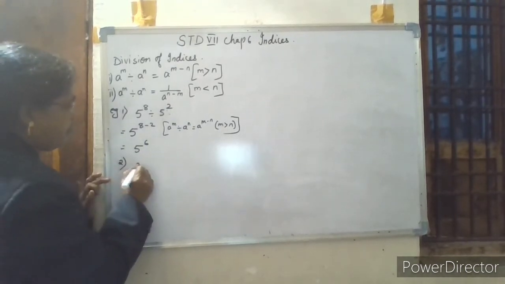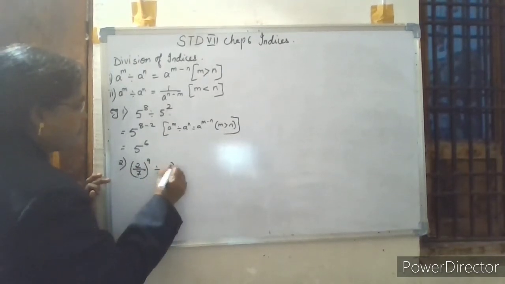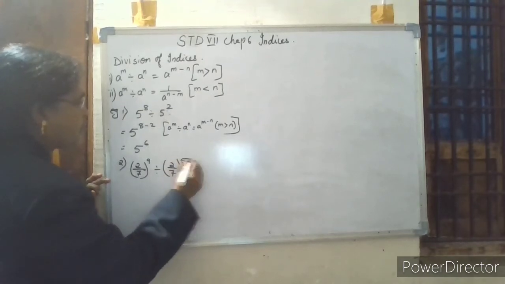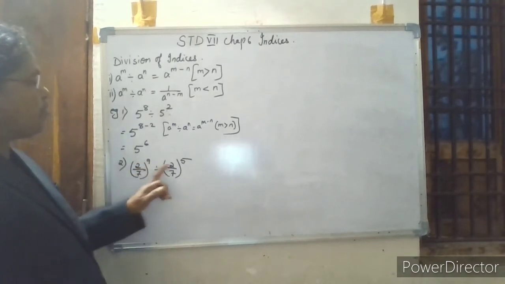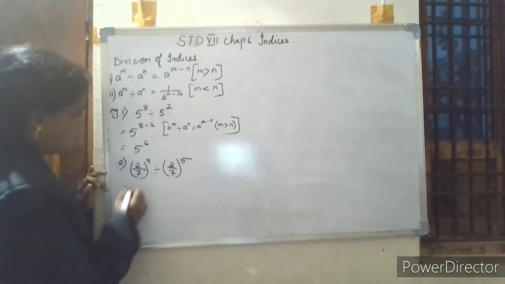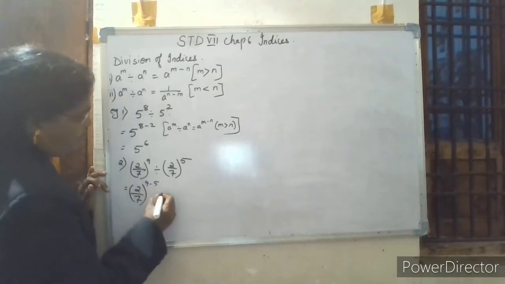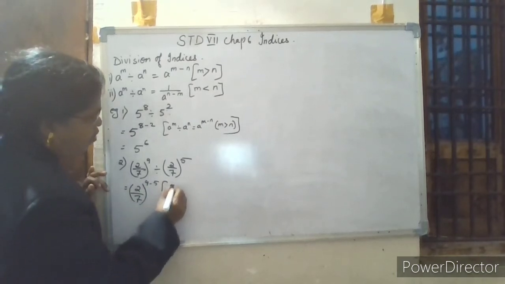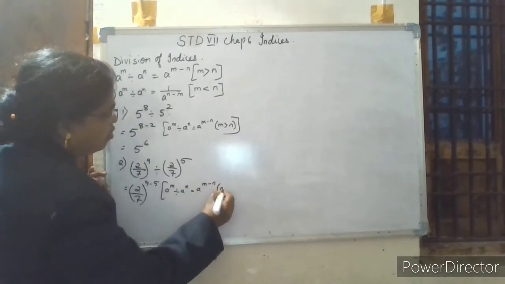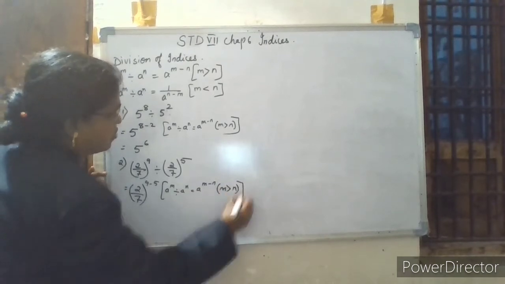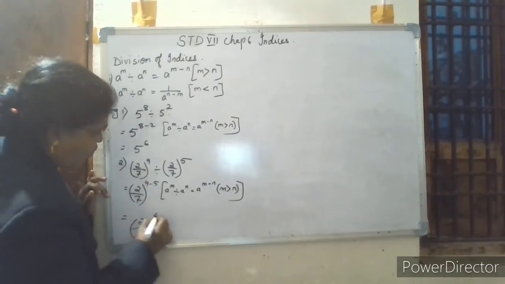Example 2. (2/7)^9 divided by (2/7)^5. So this is equal to (2/7), the base, the whole raised to 9 minus 5, because of division. That is because of a^m divided by a^n is equal to a^(m-n), because m is greater than n. So this is equal to (2/7), the whole raised to 9 minus 5, which is 4.